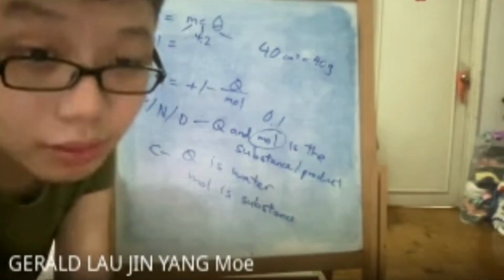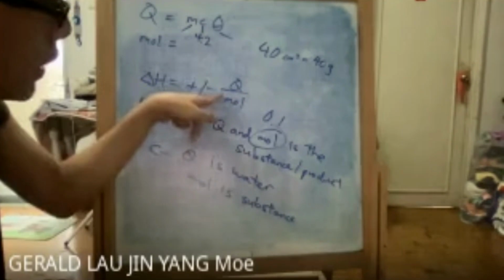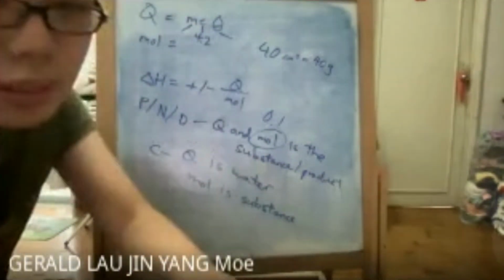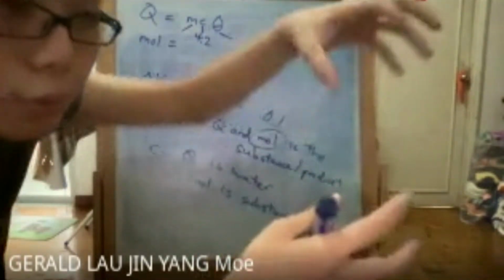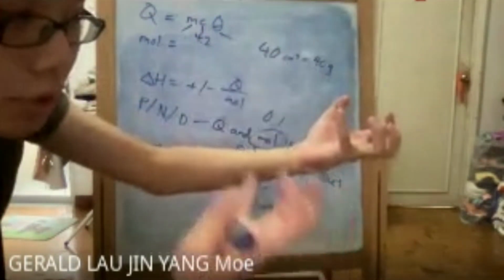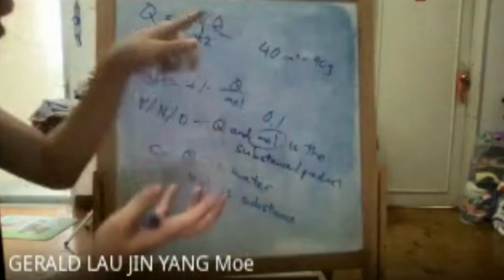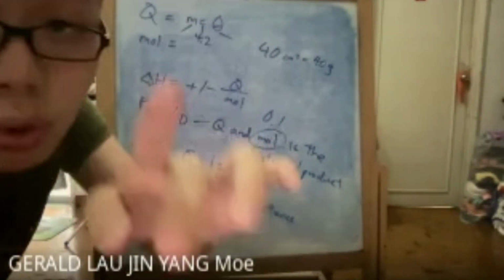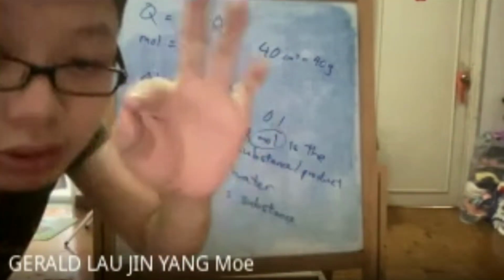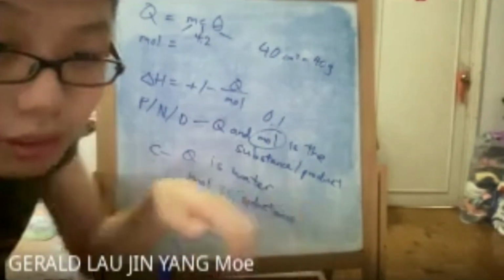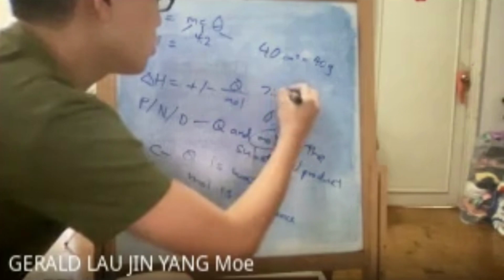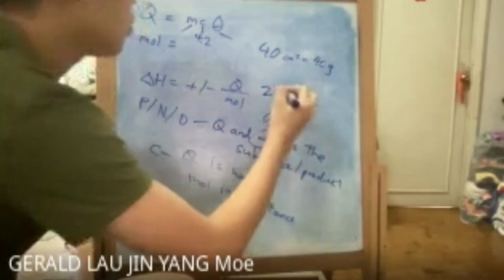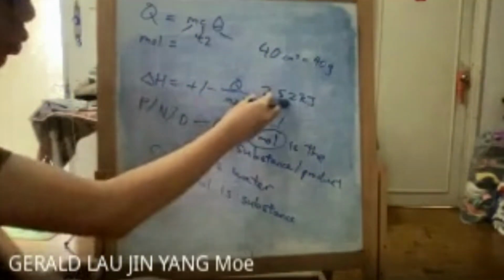Once you get 0.1, then you calculate your Q. What is your Q? Your m. For the m, you see, precipitation is you mix both solution together. 100 cm cube plus 100 cm cube. So total 200 gram. C is 4.2. Theta, they already gave you 30 to 33. So theta is 3 degrees Celsius. So your Q is 2.52 kilojoule. Okay, 2.52 kilojoule.